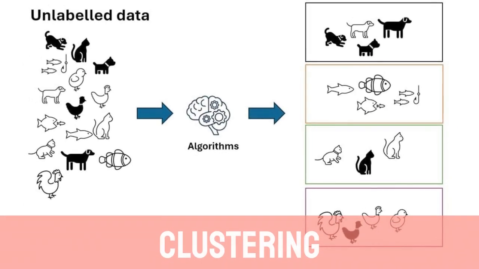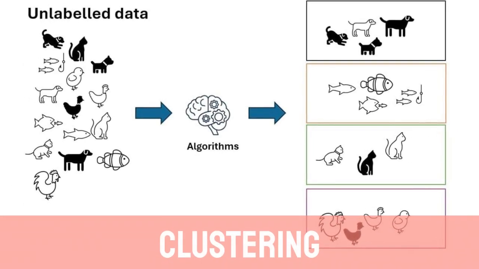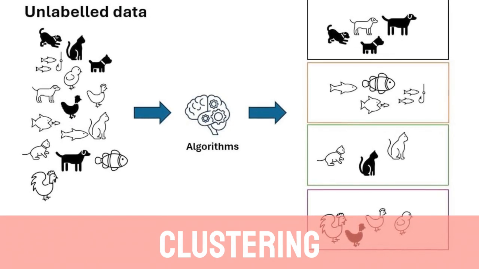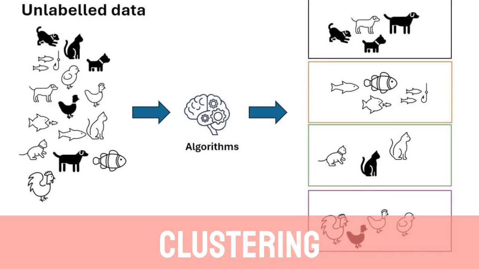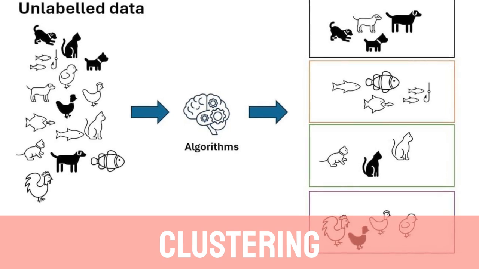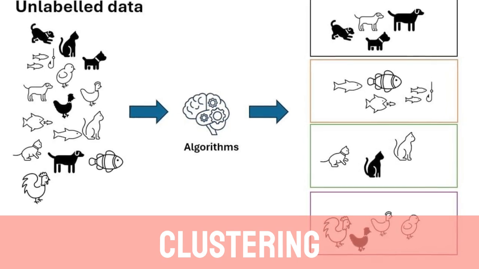Think of clustering as sorting a box of mixed items without any instructions. The model analyzes the characteristics of each item and puts them into piles based on what it finds. It learns these categories by itself.